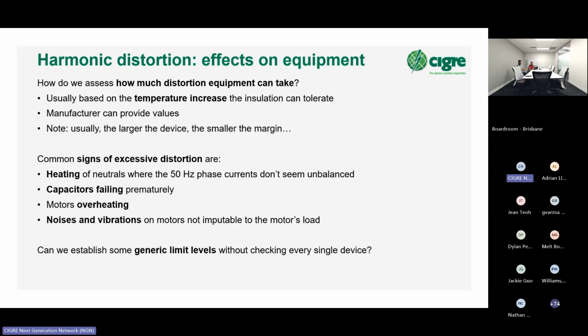How to establish generic limits then? We do need to aim for a certain level of distortion that is going to be safe for our devices. So that's a necessity. We cannot look at every single device and say you can get this much, you can get this much. So collectively, what is a safe value that we can aim for?